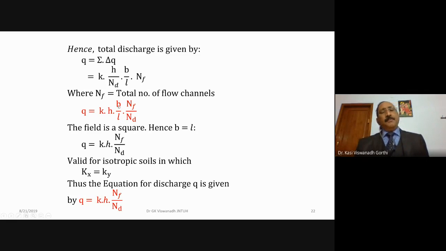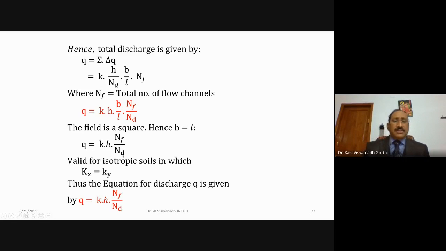What is B and L? B and L are the dimensions of the field that we have considered. Usually, it will be approximately square. So if B and L are approximately equal, then Q will be equal to KH into NF by ND, valid for isotropic soils, where K is the permeability. If you take anisotropic soil, where Kx is not equal to Ky, the K must be replaced by the equivalent value of the permeability, something like the square root of Kx into Ky. If Kx is equal to Ky for isotropic soil, the discharge or the rate of seepage through the flow net would be equal to KH into NF by ND.